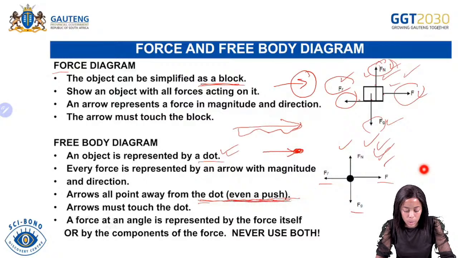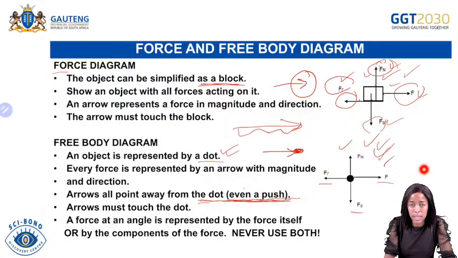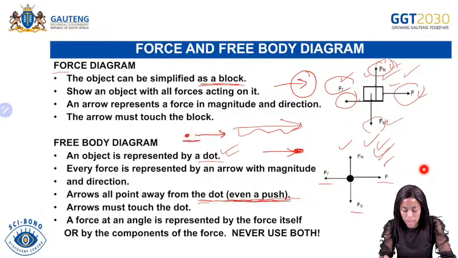Then it says arrows must touch the dot. So as an example, if you want to draw your forces now, and this one represents your dot, let's say again you want to draw your applied force. You must not find yourself having a space between what? Between the dot and the arrow. All the forces or all the arrows must touch the dot. As you can see on the diagram here, all the arrows are touching the dot.